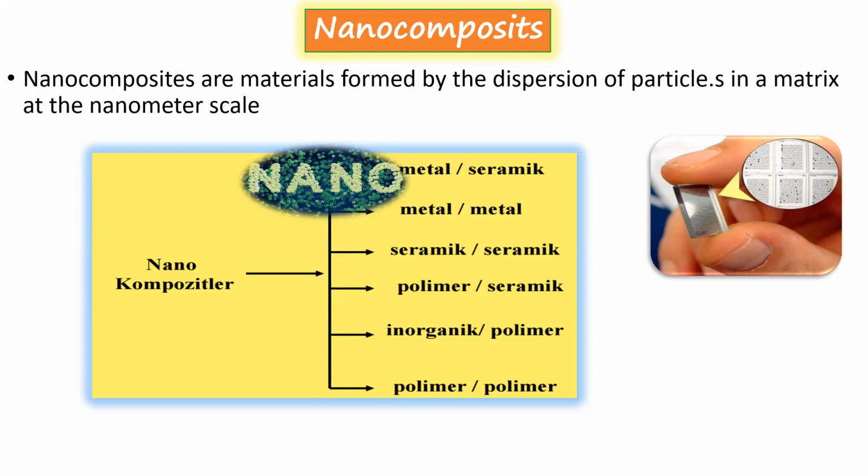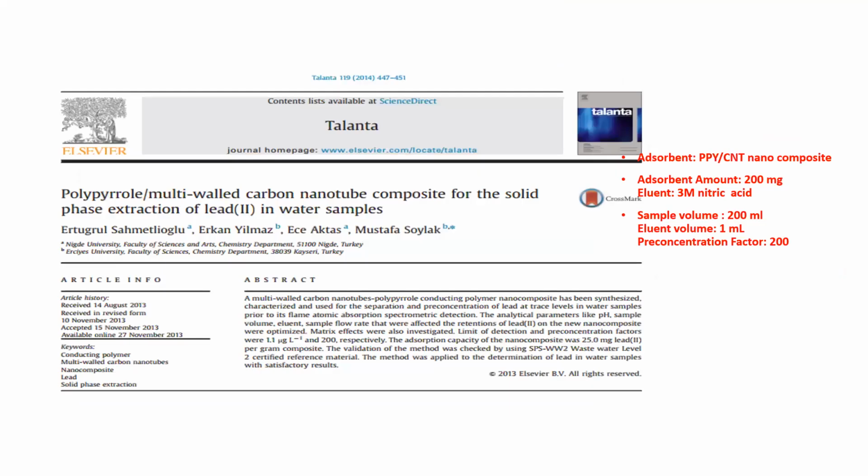As pointed out in the beginning, we can easily form some nanocomposite materials by the dispersion of particles in a matrix at nanometer scale. For example, some nanocomposites are possible: metal-ceramic combination, metal-metal combination, inorganic-polymer combination, polymer-polymer combination, and these nanocomposites have very selective and very good adsorption properties for the solid phase extraction and solid phase microextraction of trace analyte ions.